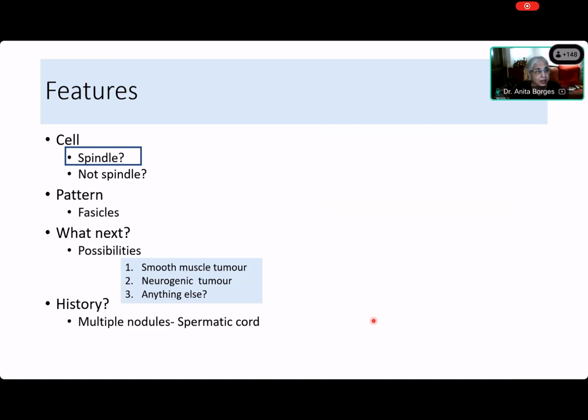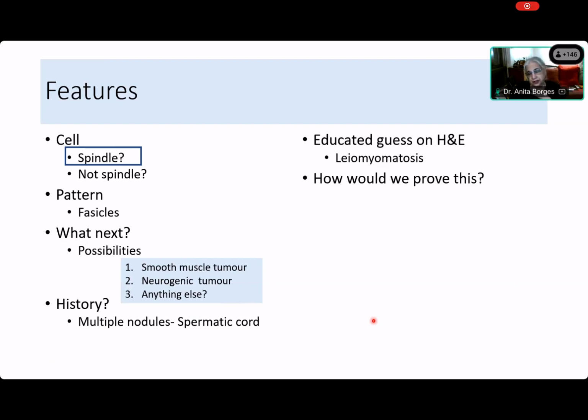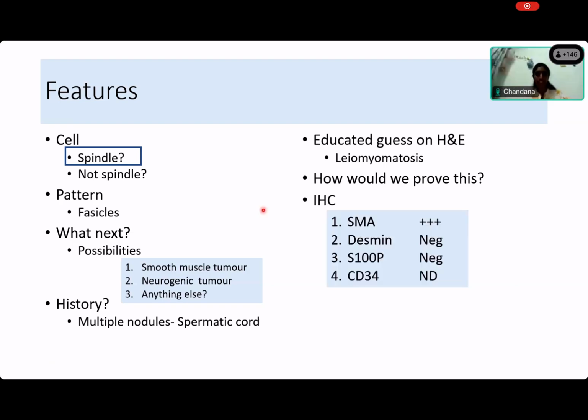Is it possible that this is leiomyomatosis only that it is occurring in a male? There is a possibility, right? So if you had to make an educated guess on H&E, what would you say? Leiomyomatosis of the spermatic cord. Yes, that is one of the things that you will think about. How would we prove this? We should do immunohistochemistry. We should do SMA. Desmin is positive, SMA will be positive.